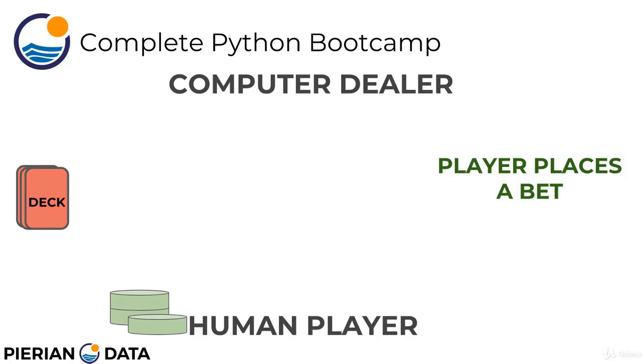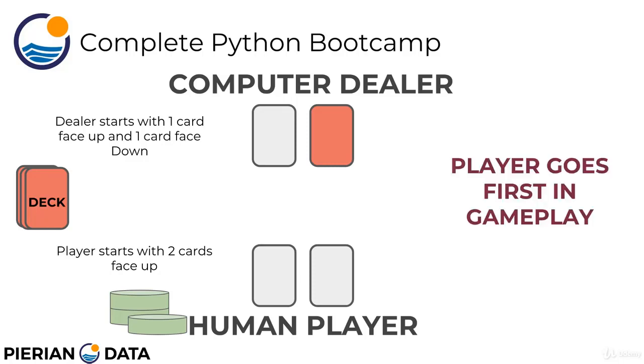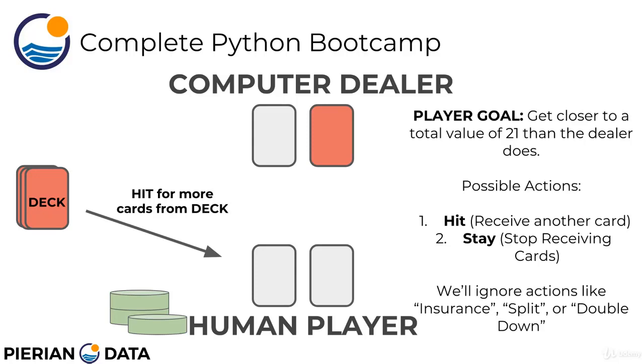And from that bankroll, the human player is going to place a bet, indicating whether or not they think they're going to win this set of hands. Then the player starts with 2 cards face up, and the dealer starts with 1 card face up and 1 card face down. The player goes first, and the player's goal is to get closer to a total value of 21 than the dealer does. And the total value is just the sum of the current face-up cards that the human player has.